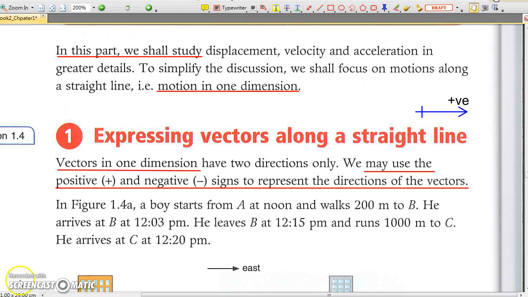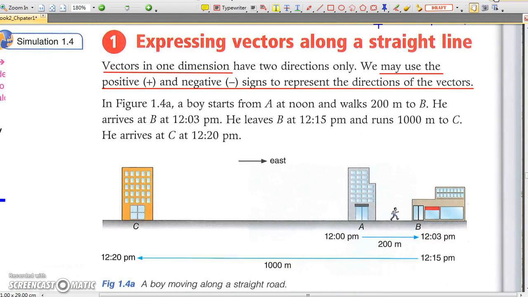For vertical motion, people use the upward-is-positive convention. So, in the following example, the displacement from A to B is positive 200 meters, and from B to C is negative 1000 meters. So the total displacement from A to C is given by positive 200 plus negative 1000, which equals negative 800 meters. The negative sign indicates its direction is to the left, as shown in the diagram.